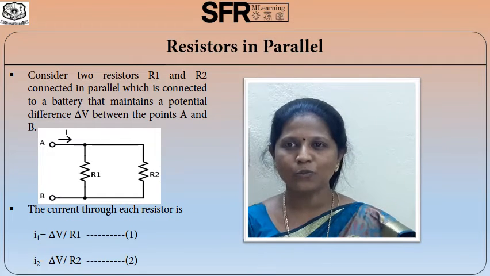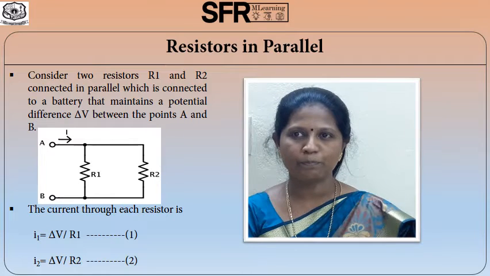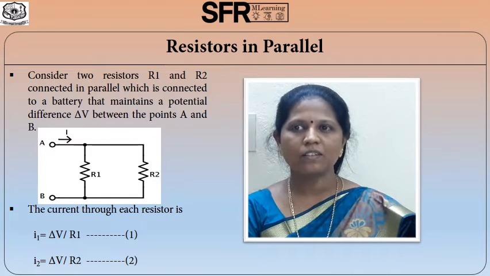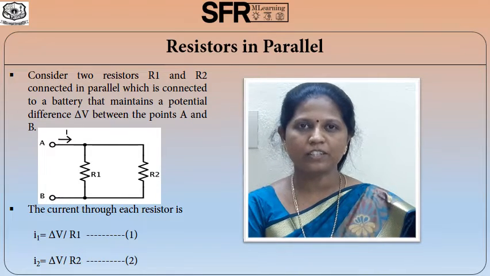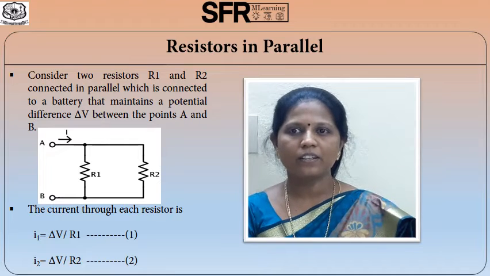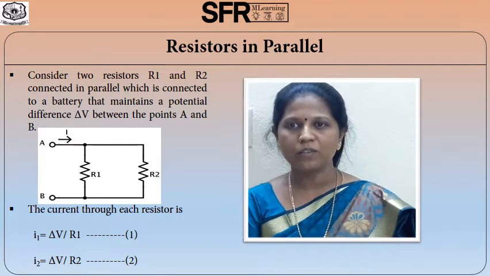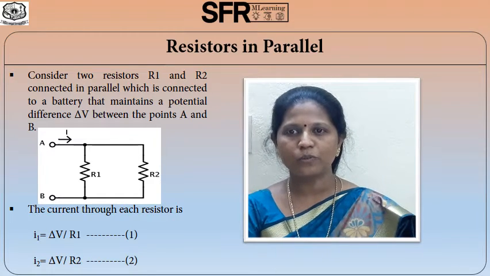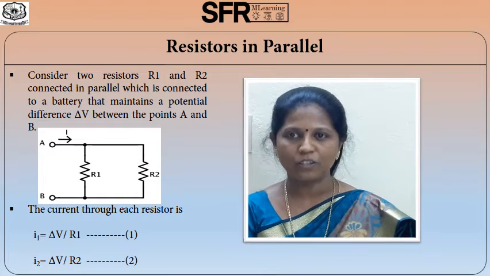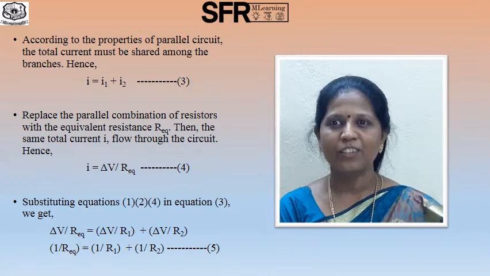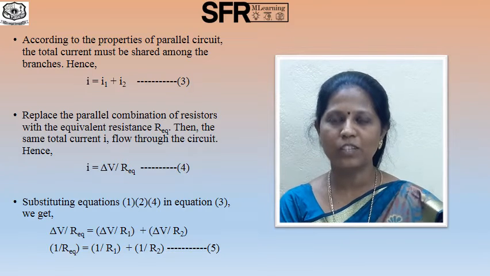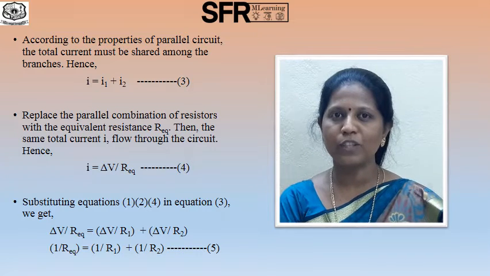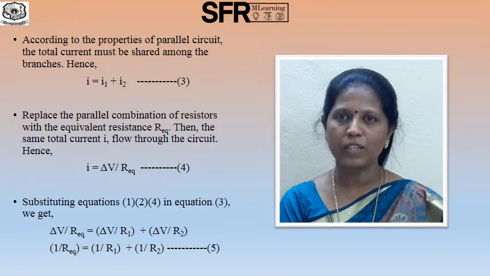Let us now consider two resistances R1 and R2 connected in parallel, which is connected to a battery that maintains a potential difference between the points A and B. Let the potential difference be denoted as ΔV. So the current through the first resistor is I1 equal to ΔV by R1, and the current through the second resistor R2 is I2 equal to ΔV by R2. According to the properties of a parallel circuit, the total current must be shared among the branches. Hence, the total current flowing through the circuit I is equal to I1 plus I2.